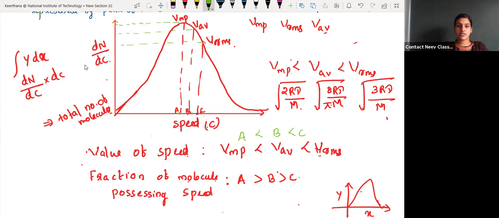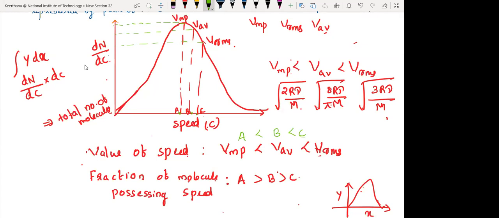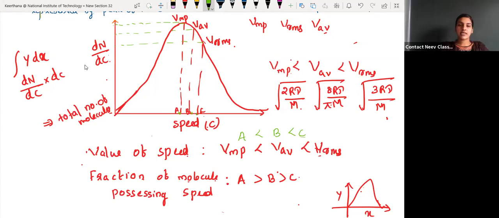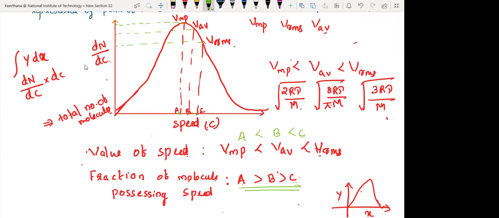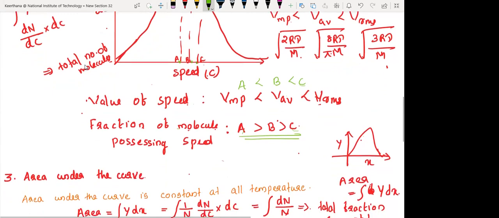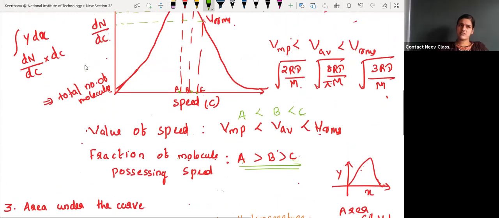If I'm taking three points without mentioning VMP, V average, VRMS, the value of speed will be A less than B less than C. And the fraction of molecules possessing that speed will be A greater than B greater than C. So the speed order and the fraction of molecules order are opposite. Is that clear? The answer is this only: fraction of molecules A greater than B greater than C. The other order is for the value of speed. Is that clear? Yes, ma'am.